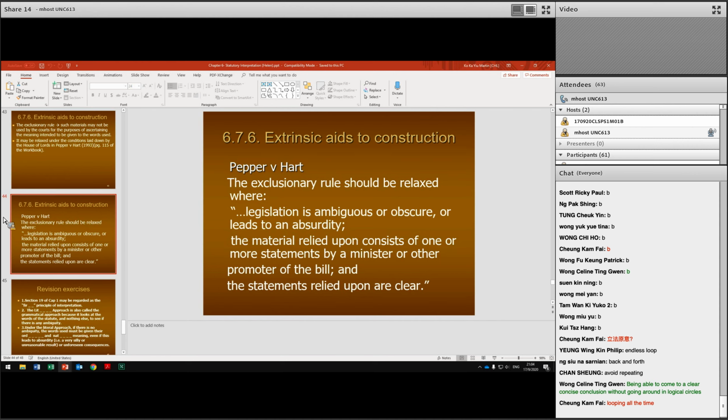If the judge can refer to any material, the situation will be very confusing. So even though the judge is willing to relax the exclusionary rule, there must be some condition under which we can relax it. So the exception must be limited. You cannot extend the exception to a very big extent.